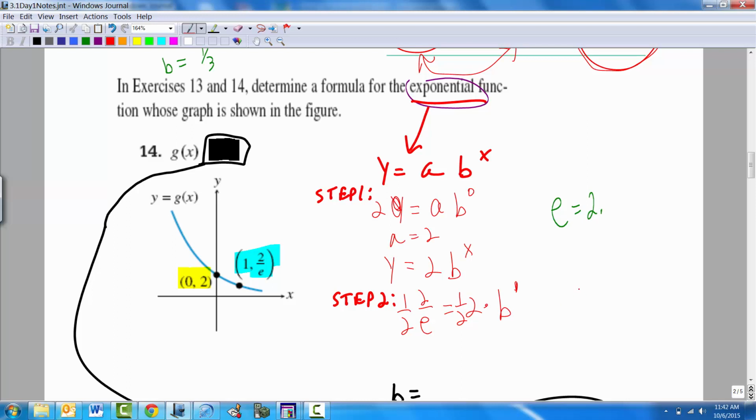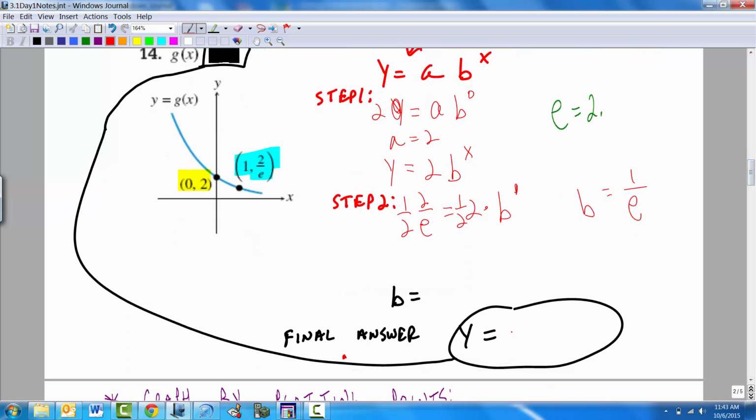All right, b equals 1 over e. So what's the final answer? y equals 2, the initial value, times 1 over e, right? I didn't go too fast. Raised to the x.